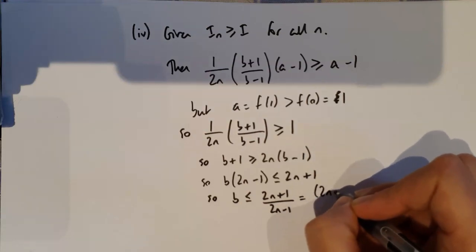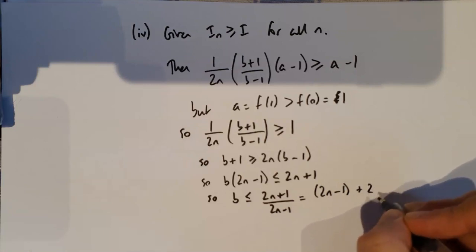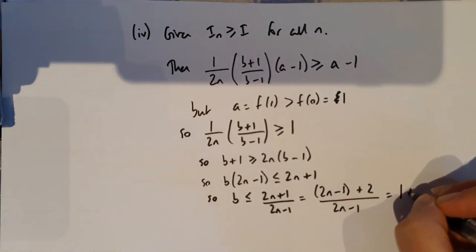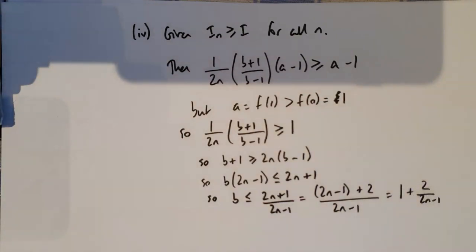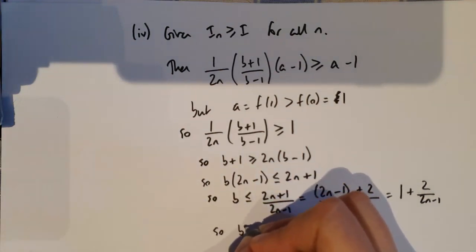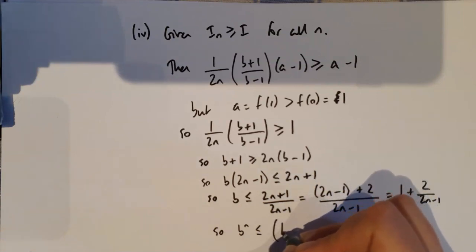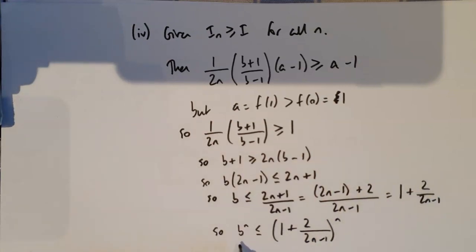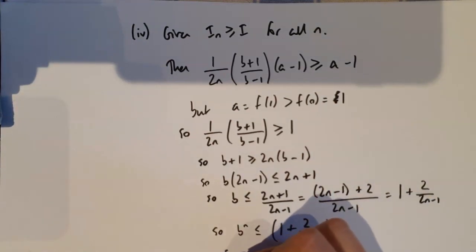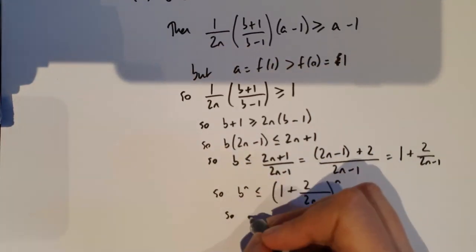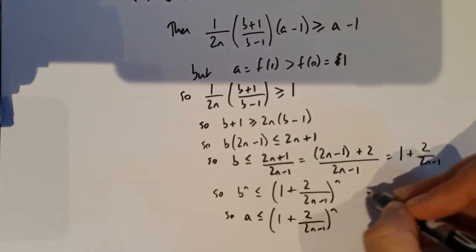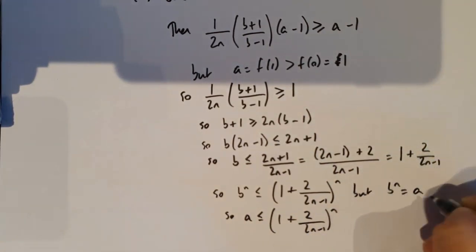But if I rewrite that, that's 2n minus 1 plus 2 over 2n minus 1, which is 1 plus 2 over 2n minus 1. I'm being steered by what the question is aiming for here, right? So this shows that b to the n is less than or equal to 1 plus 2 over 2n minus 1, all to the n. And the reason I've done that is that b to the n is equal to a. So I'll just squeeze in the bottom here. a is less than or equal to this. Maybe I'll just write here b to the n is equal to a to remind you where that came from.